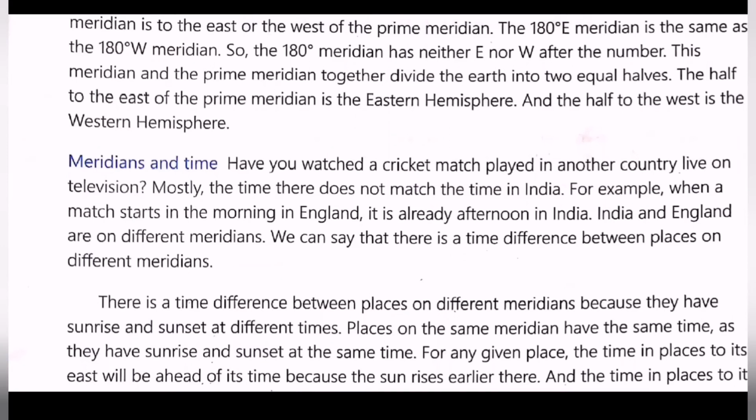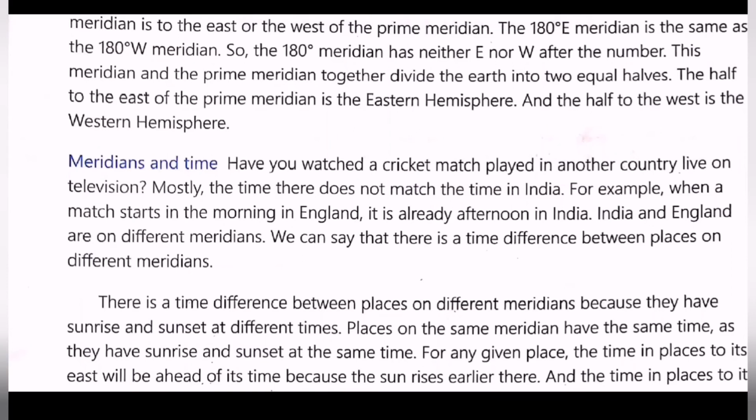Meridians and time. Have you watched a cricket match played in another country live on television? Mostly the time there does not match the time in India. In an international cricket match, you can find that Indian time and their time do not match. For example, when a match starts in the morning in England, it is already afternoon in India.